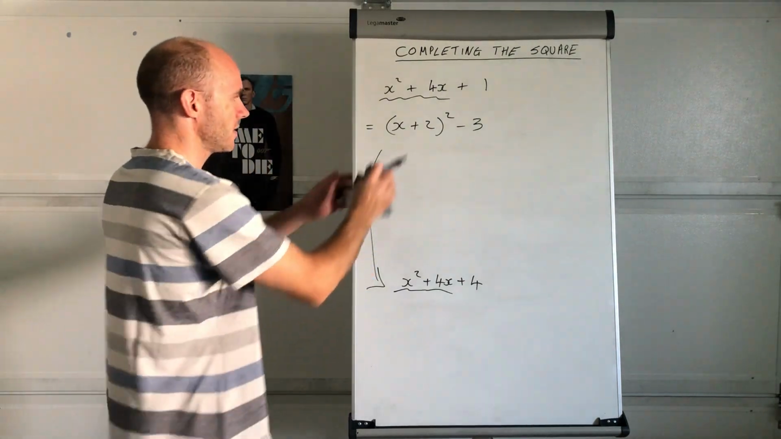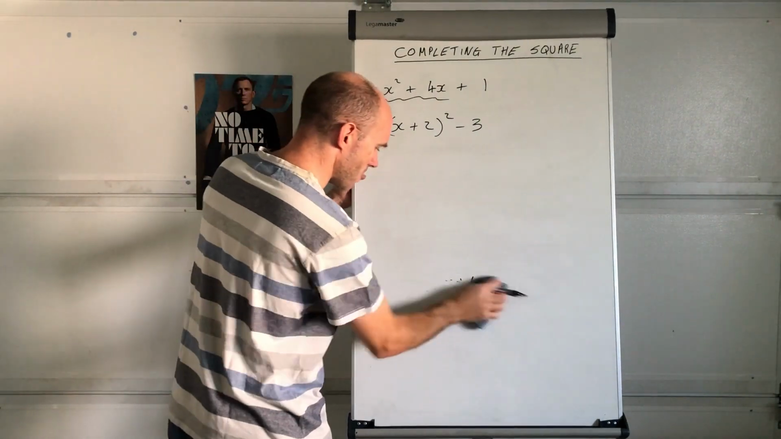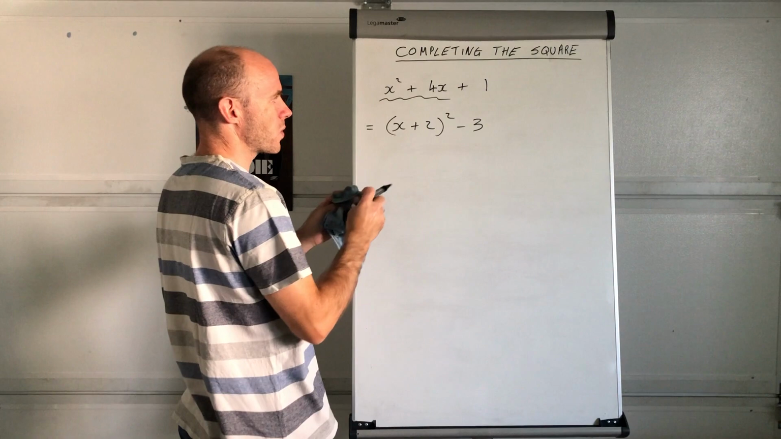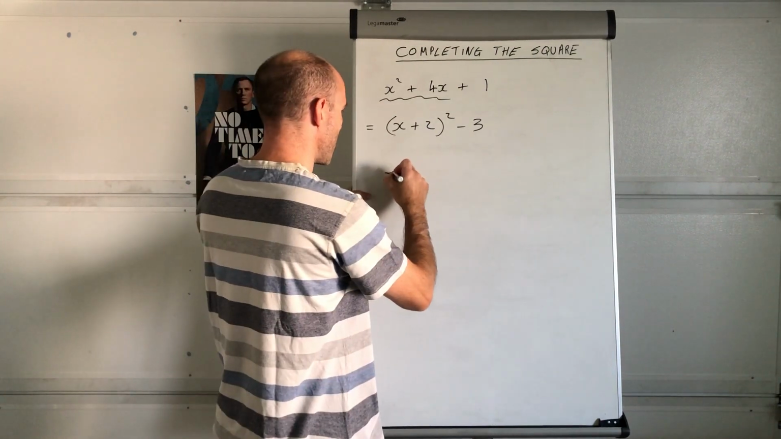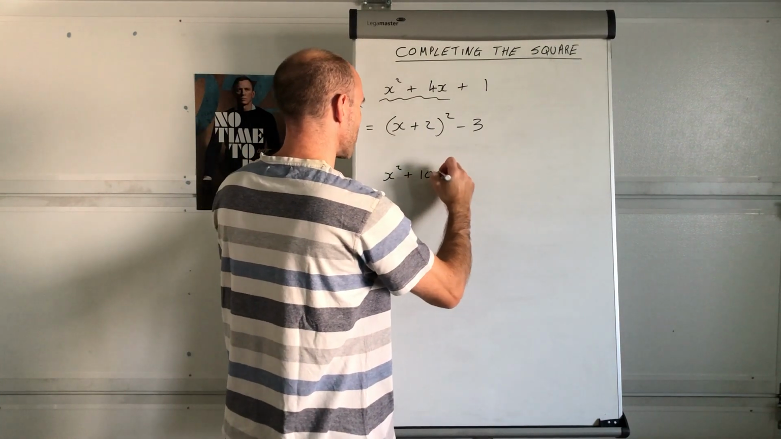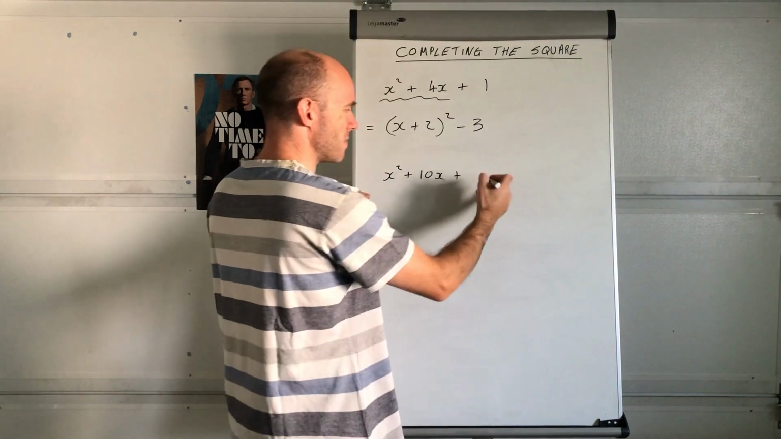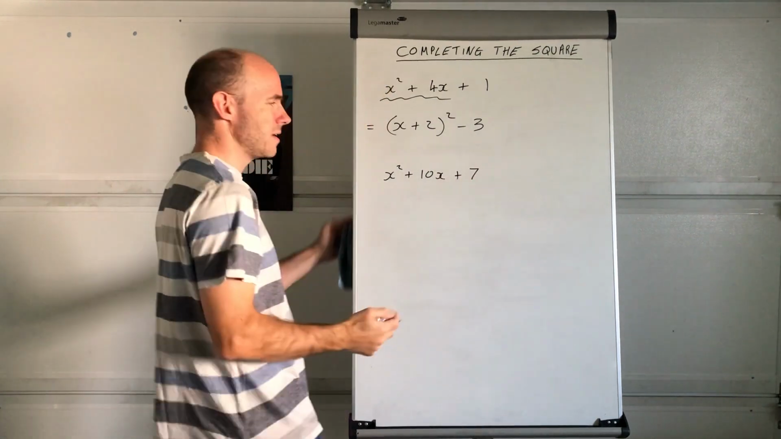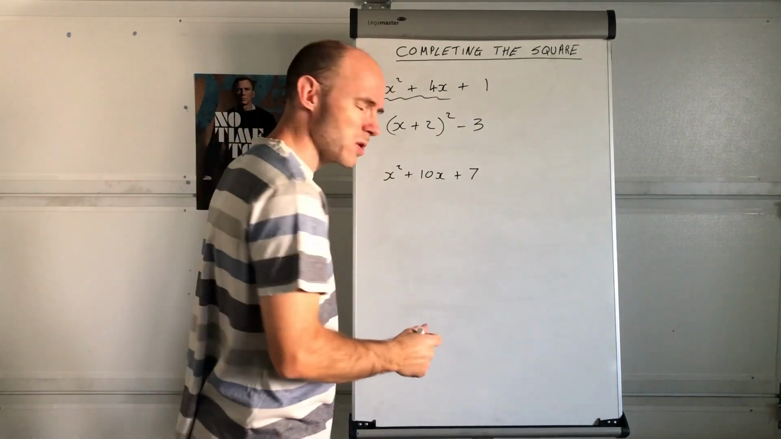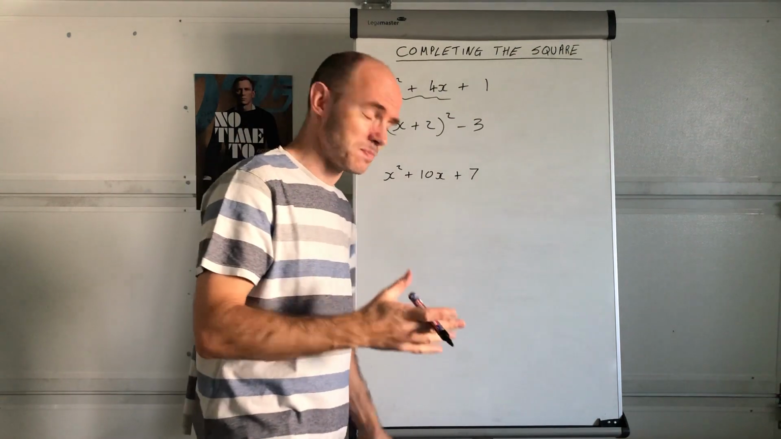Done. Right, let's have a look, and I'm going to show you a method of how you can do it very, very quickly. So x squared plus 10x plus, I'm just going to choose a number here, just such that it's not going to factorise. I apologise in advance if I give you one that does factorise neatly.